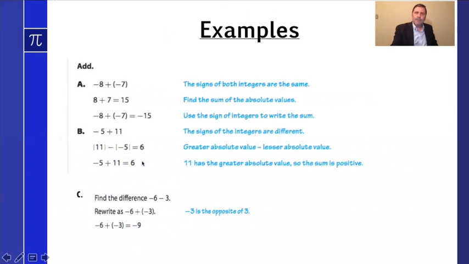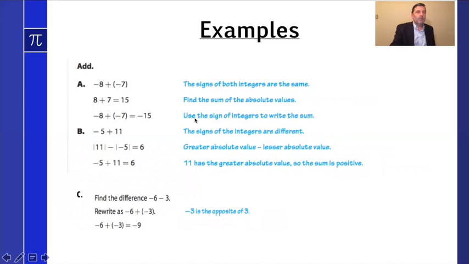That first example, A, -8 plus -7. Those are two integers of the same sign. What we said was we find the absolute value of each of those two addends. The absolute value of -8 is +8. The absolute value of -7 is +7. And we add that. So the answer appears to be 15.